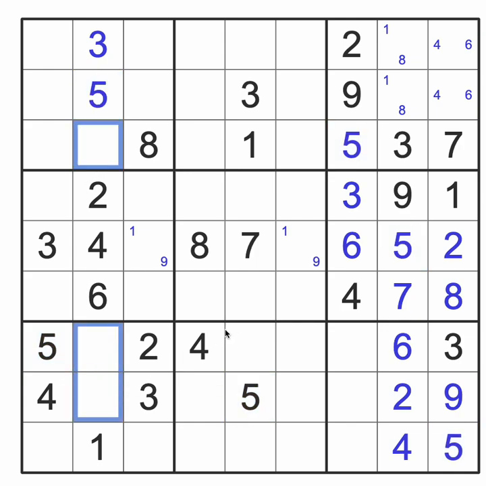Now these 3 cells are down to 7, 8, 9. 7 and 8 blocks this cell, makes it 9. These two are 7, 8 double. That means these two are 6 and 9.